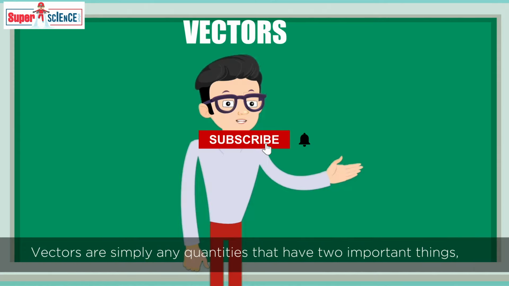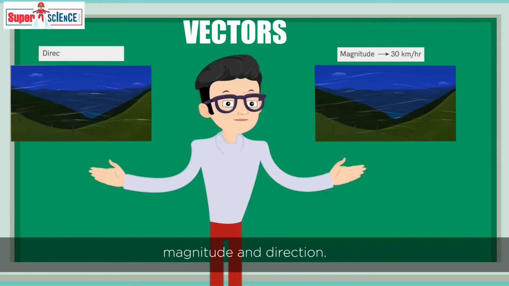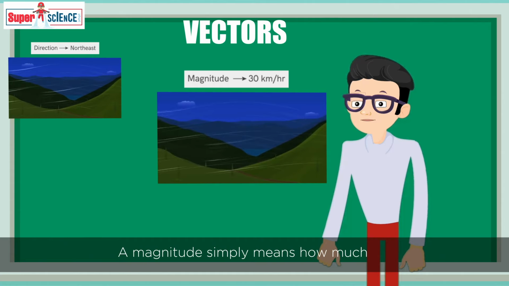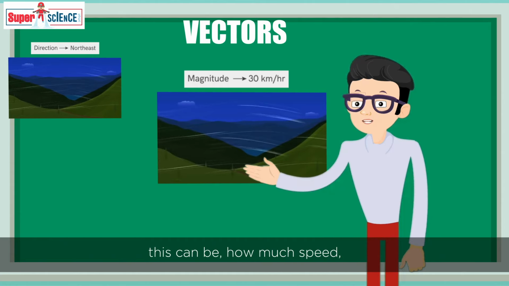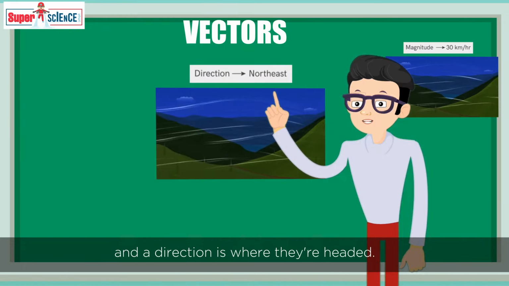Vectors are simply any quantities that have two important things: magnitude and direction. A magnitude simply means how much. This can be how much speed, how much weight, or anything else. And a direction is where they are headed.